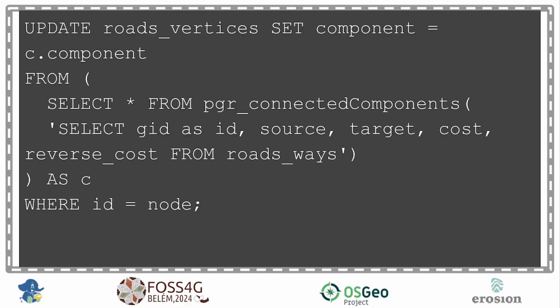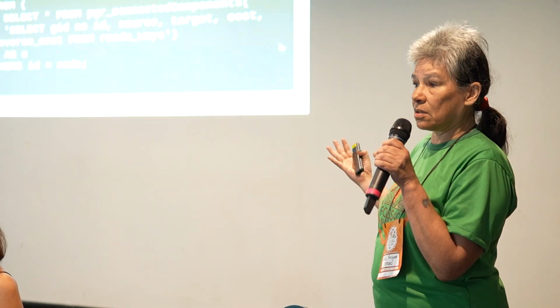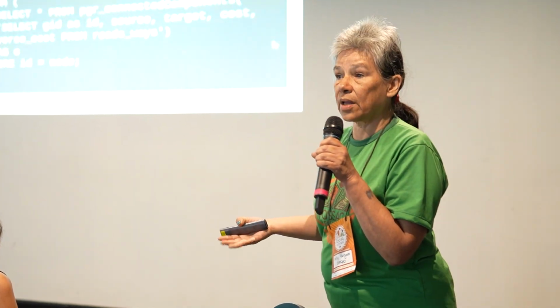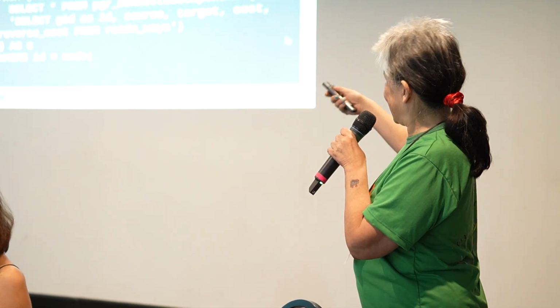And we're going to update first the roads vertices to set the component. We're going to be using that with pgr_connectedComponents. That function, we could use another function, which could be strong components. We have several functions that are related with a component.